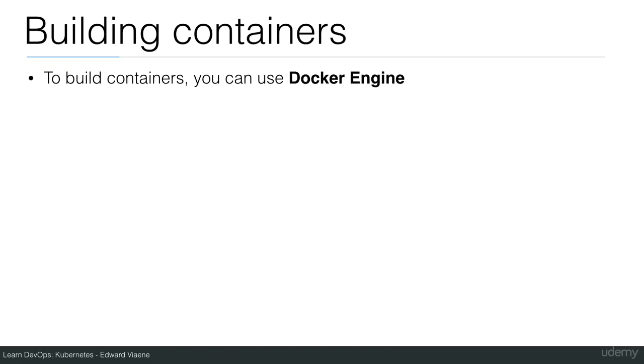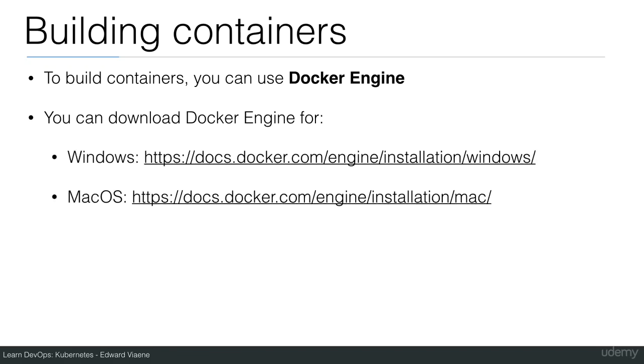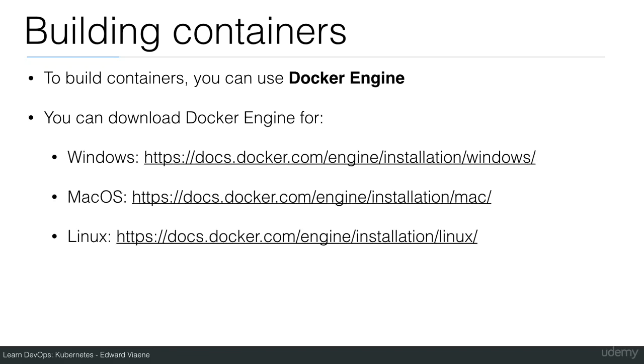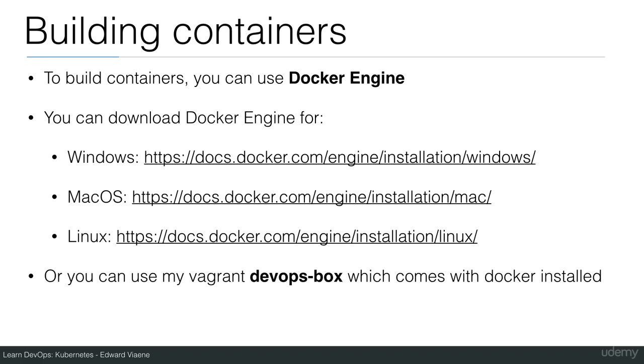To build containers, you can use Docker Engine. You can download Docker Engine for Windows, Mac, and Linux. There are three different URLs. There are also different ways to set up Docker on your host system. All the installations are pretty easy. You just download the software, you install it, and you can use Docker. You can use that, or you can use my Vagrant DevOps box, which comes with Docker installed.